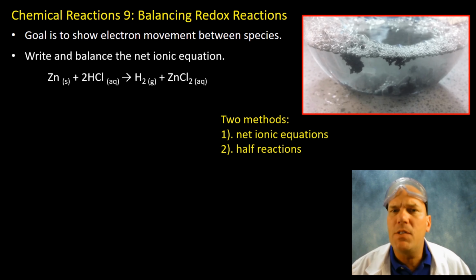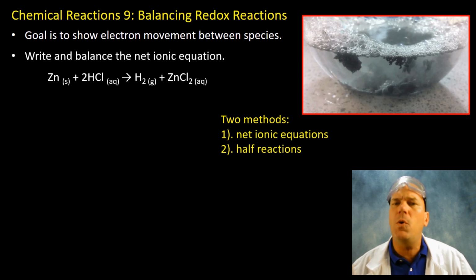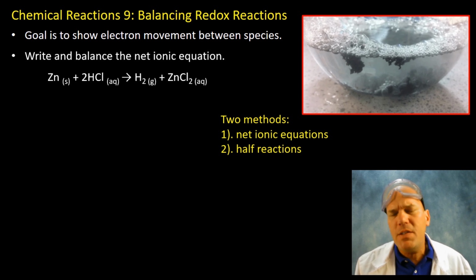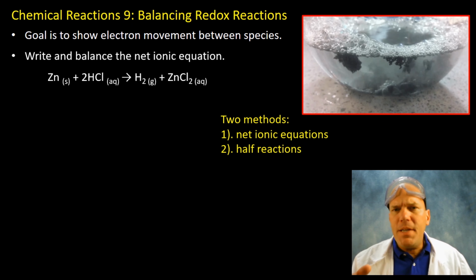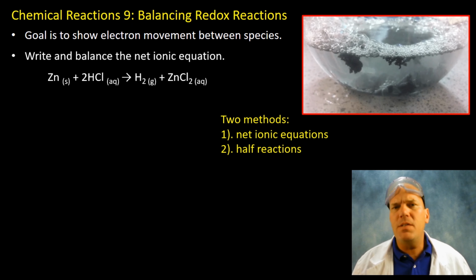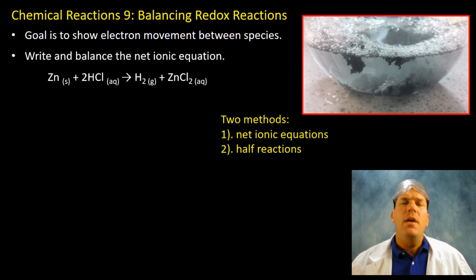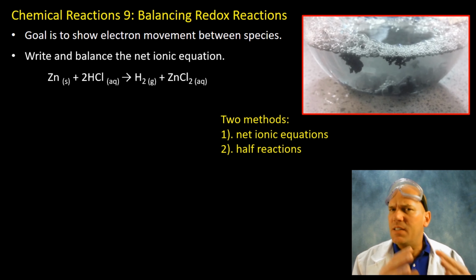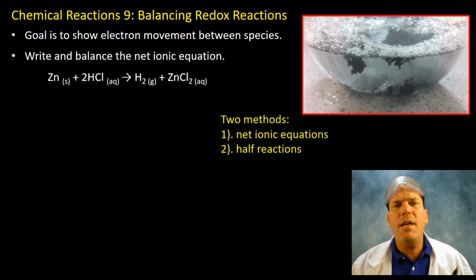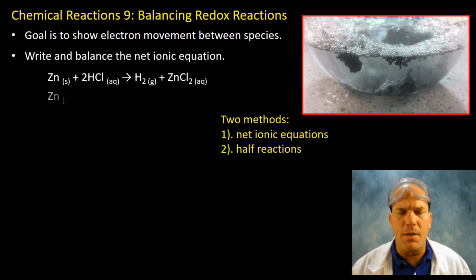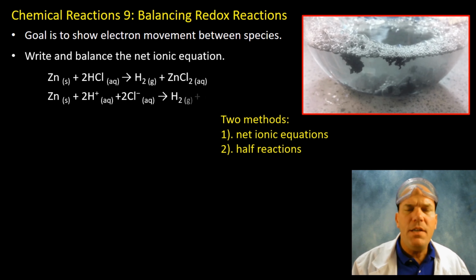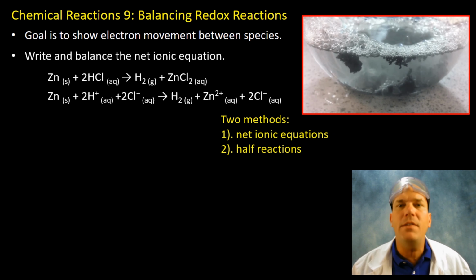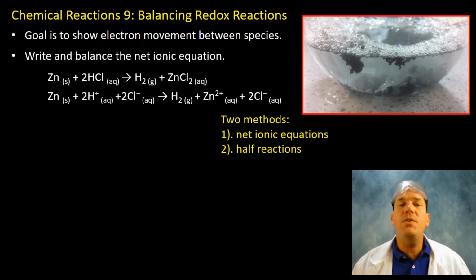Now, the next step is to write something called the complete or total ionic equation. Recall, in order to do this, you need to split any aqueous compounds into their ionized forms. You need to leave gases, liquids, and solids in their molecular form. So let's look at what that would be like with this reaction. Here, we're going to leave the zinc. We're going to split the acid because it is a strong acid that will completely dissociate.